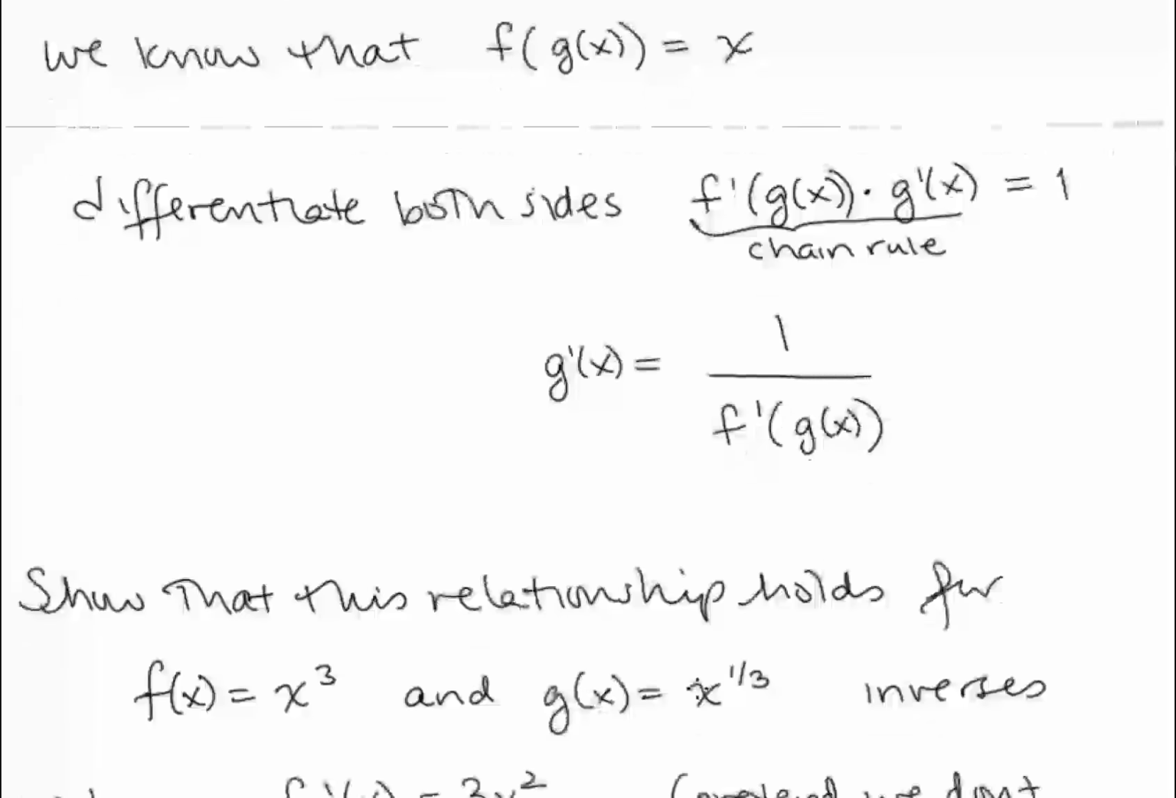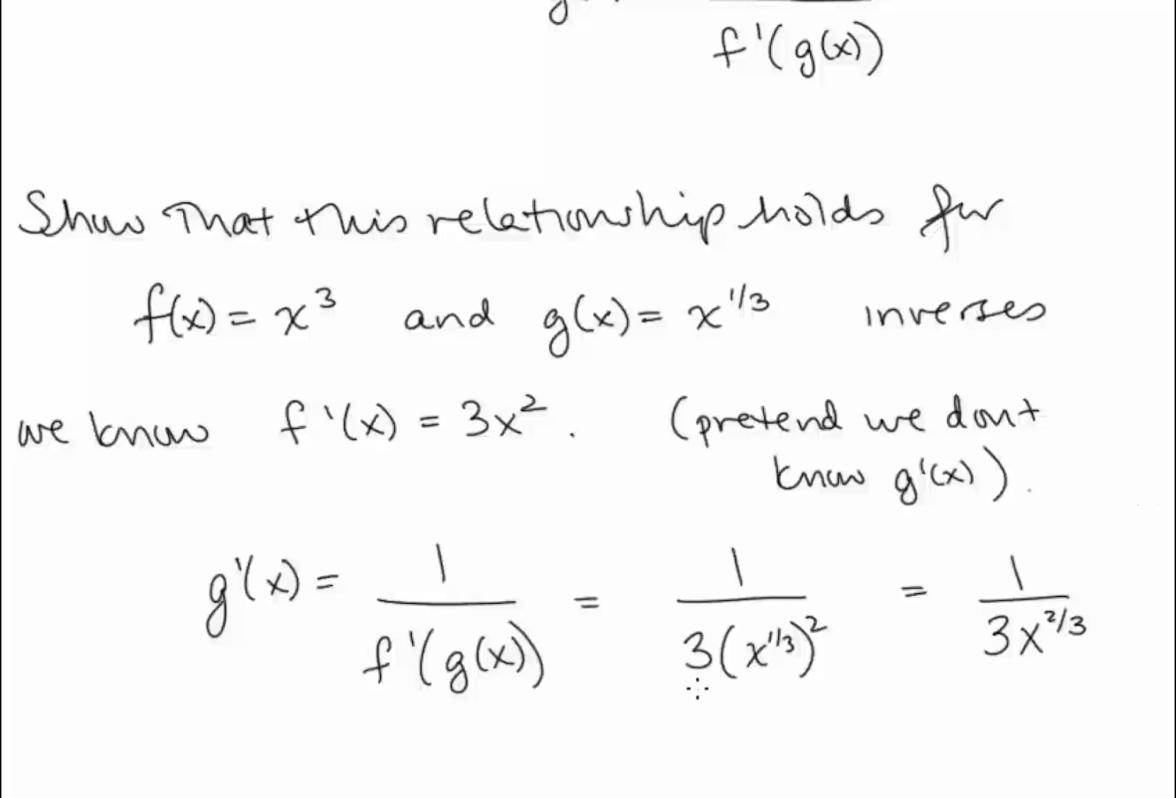Let's show that this relationship holds for the pair of inverse functions we had above. f of x is equal to x to the third, and g of x is equal to x to the 1/3. So we know f prime, and we're going to pretend we don't know g prime, and we're going to use this formula and show that we get what we expected. So f prime of x is 3x squared. So g prime of x, using the formula above, is equal to 1 over f prime of g of x. So f prime is 3x squared.